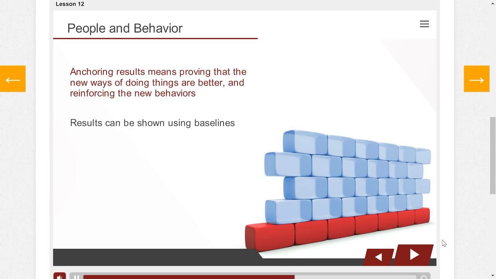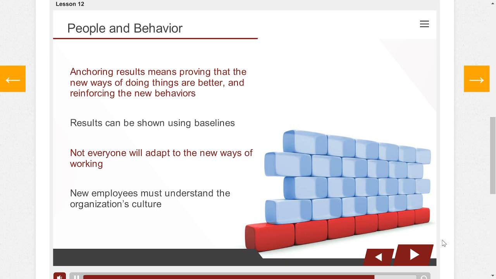It's very easy for people to slip back into old ways of working. Some people may never adapt to new behaviors and may even choose to leave the organization. Every new employee must understand their organization's culture and the behaviors and attitudes that are expected of them.